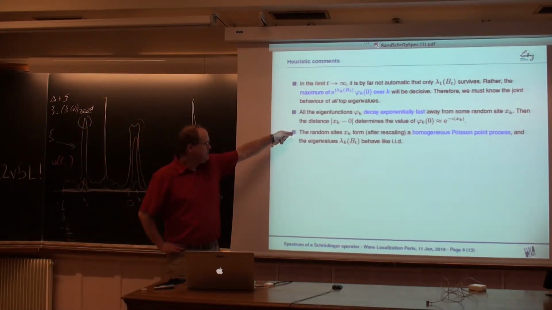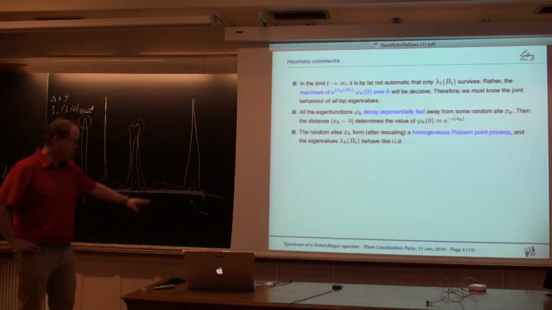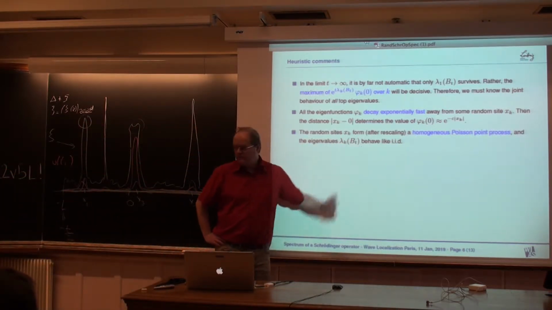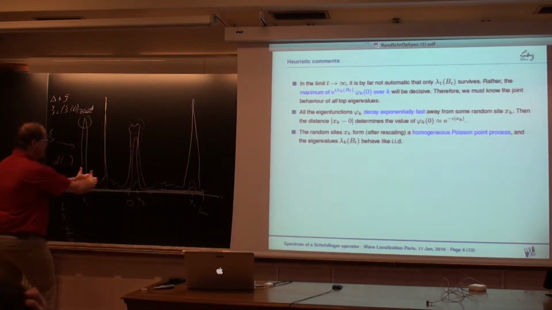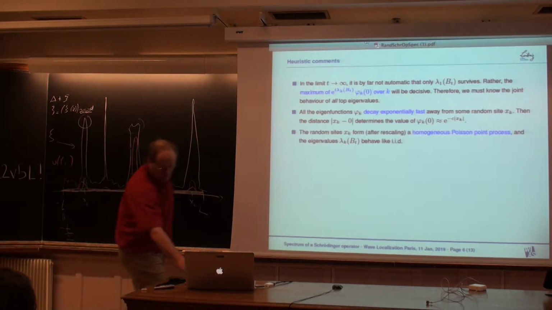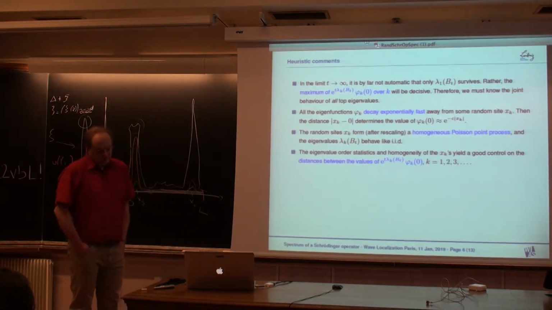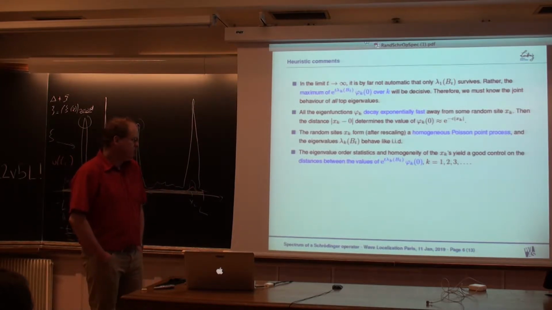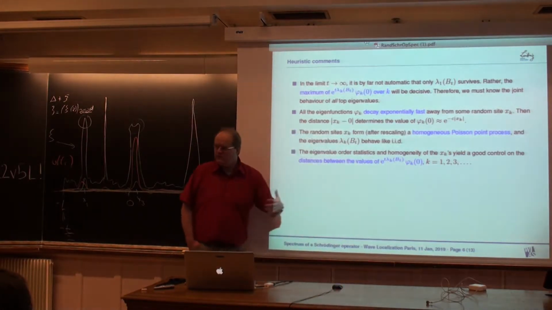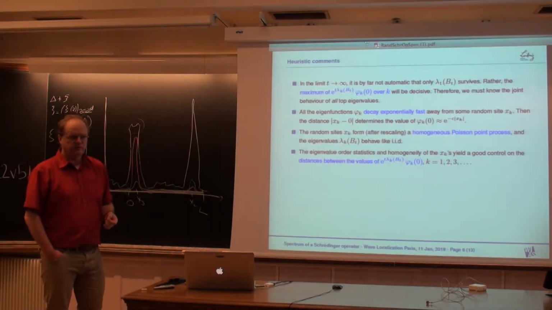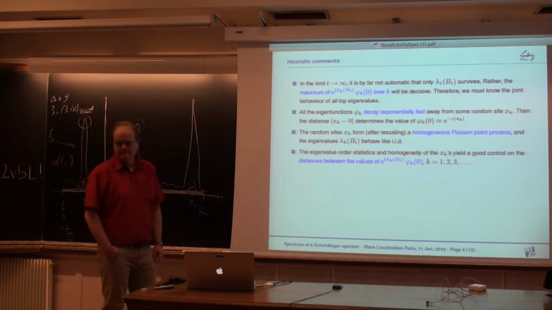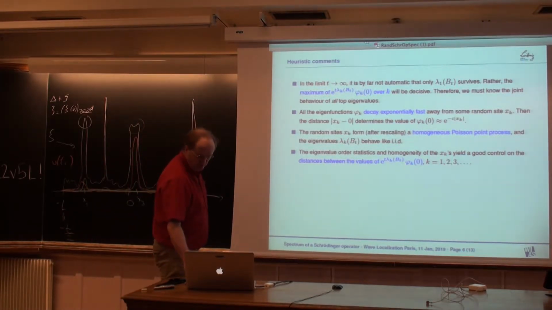Okay, this I already said something about. I said that the random sites of the localization centers form a homogeneous Poisson point process, and the eigenvalues behave as if they were independent, identically distributed, because their distance is far, and therefore the correlation between any two of them decays to zero quickly. The eigenvalue order statistics and the homogeneity of the sites give you good control also on this one, because these are functions of all these limiting statements that I can express in terms of eigenvalue order statistics. If I have all these under control, then I can do the maximization over k, and I do have my assertion that I will formulate in the later proof.